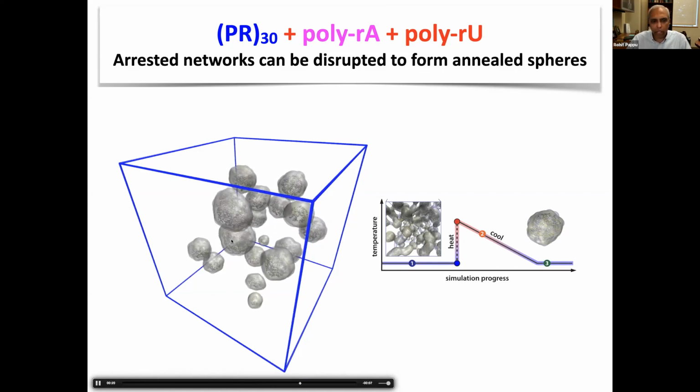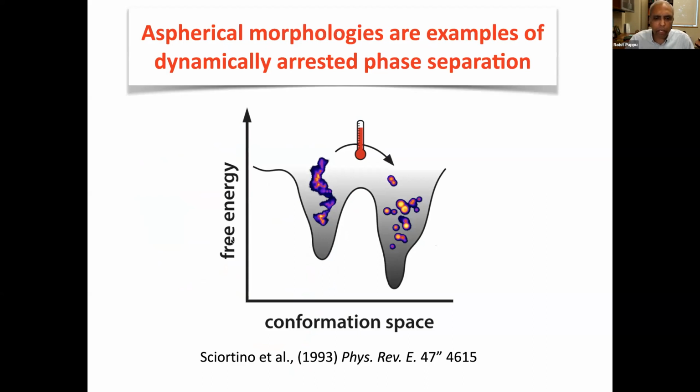So the picture that emerged was, for lack of a better term, this dual funnel model, where if we now project the multidimensional free energy surface onto one coordinate, effectively here by conformation, we really mean morphology of the condensate. You effectively have a metastable trap, so to speak, that can be overcome by a thermal kick and an annealing process.